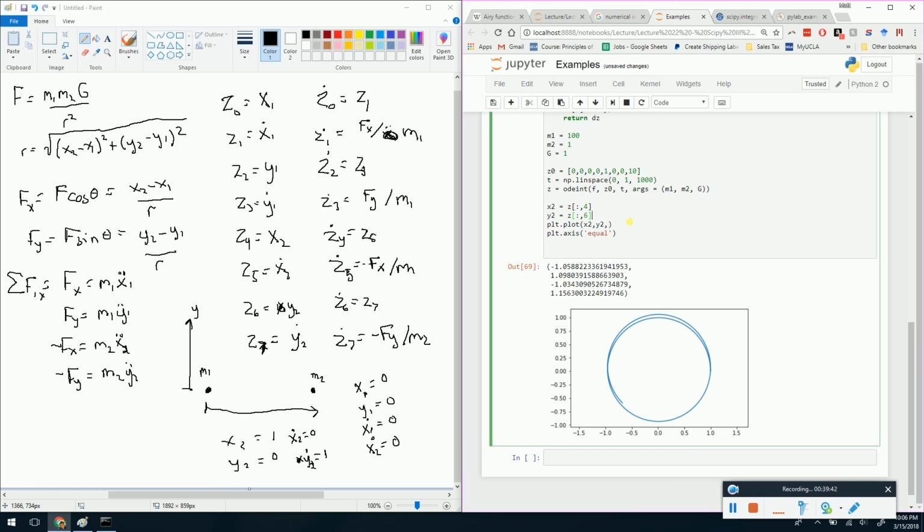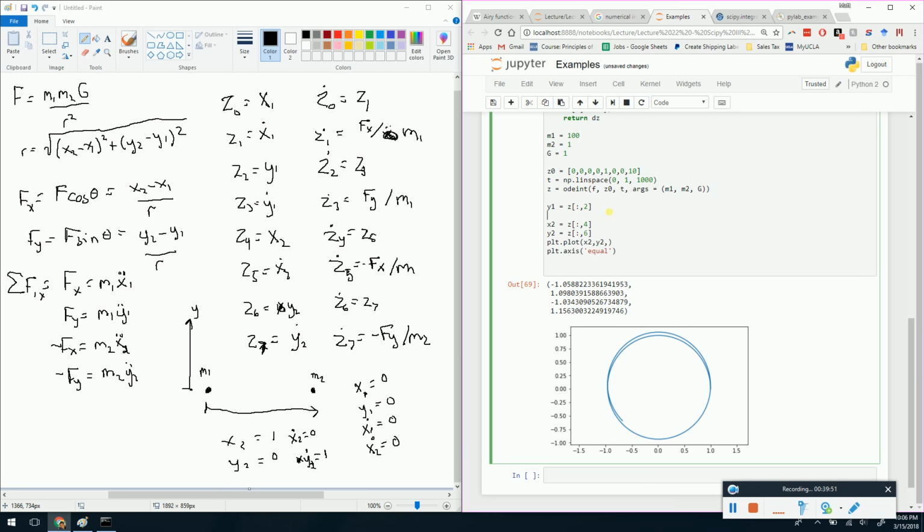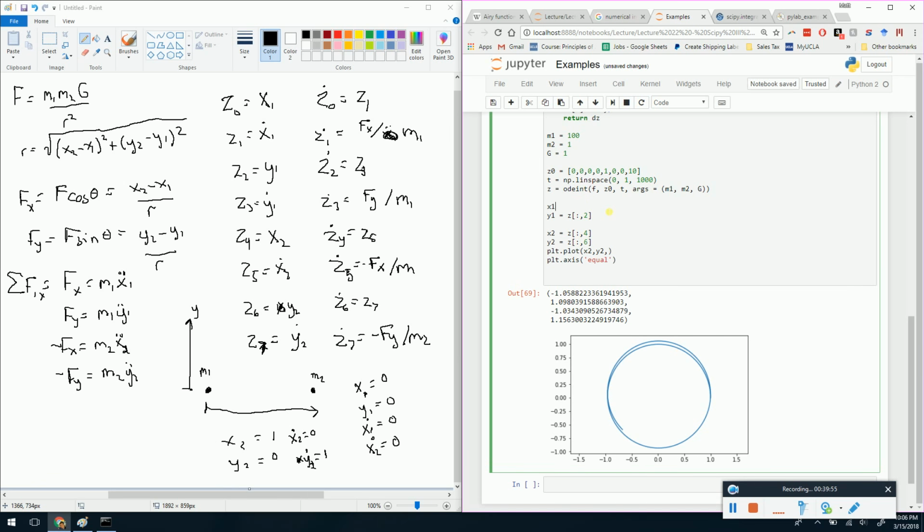Okay, and let's just plot the sun's motion: y1 is equal to z2, and x1 is equal to z0. So we'll plot that, and that should show maybe a little bit of motion in the center there, just showing that it's staying put, x1 and y1. Yep, it's not moving very much at all. It's staying kind of right there in the center.